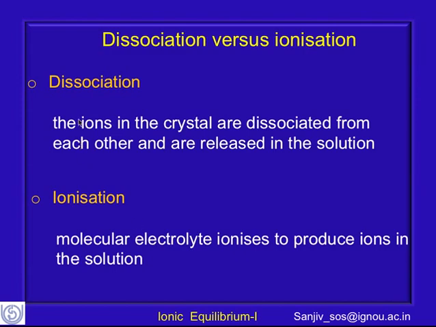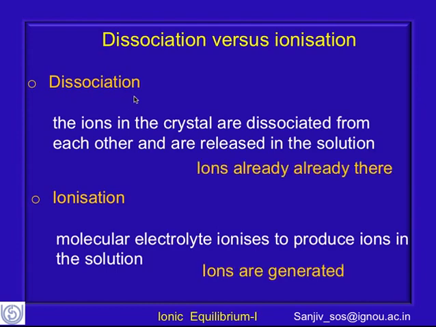So here it is dissociation. So the difference lies here. In case of dissociation, ions are already there in the system. They just dissociate from each other. On the other hand, in case of ionization, ions are generated over there. So that is a very, very important difference between the two terms, dissociation and ionization, which we use interchangeably. But we should be very clear about what the difference is between dissociation and ionization. Okay, I'm sure that you have understood the difference between the two terms there.